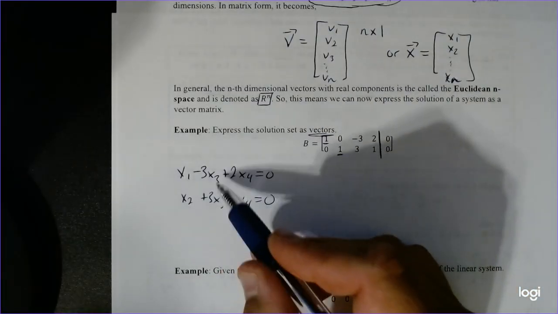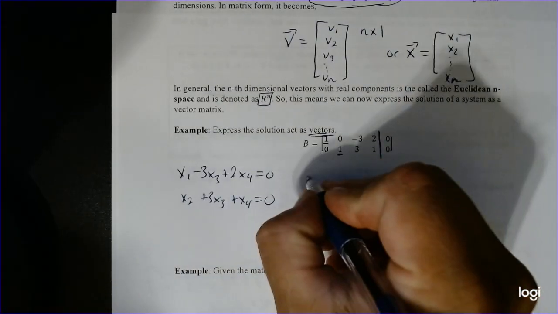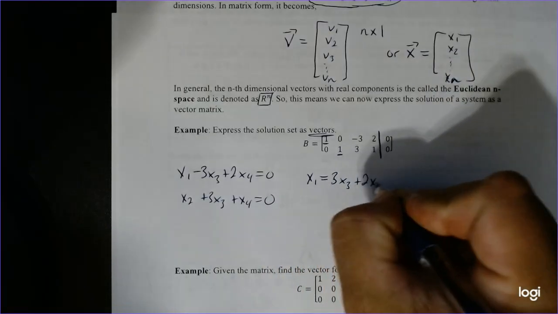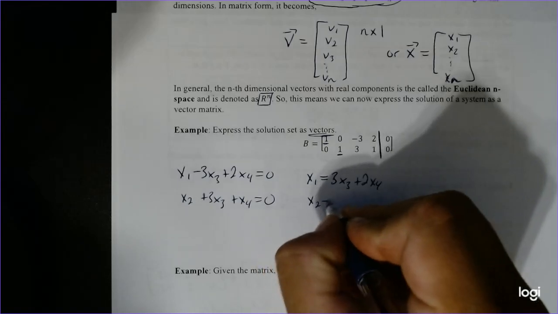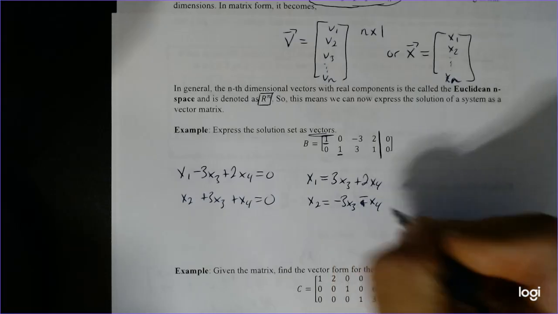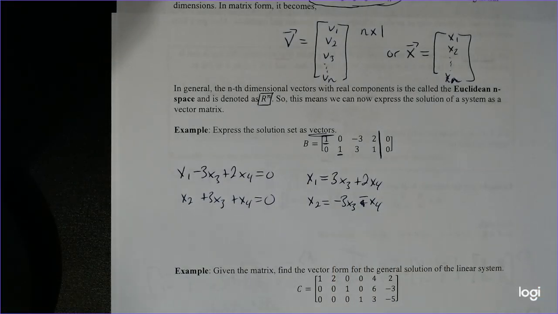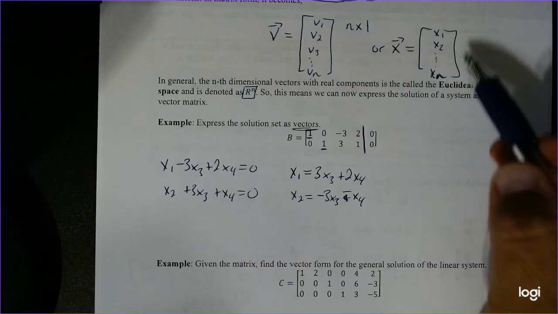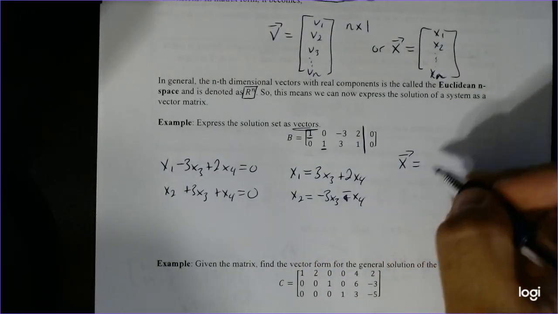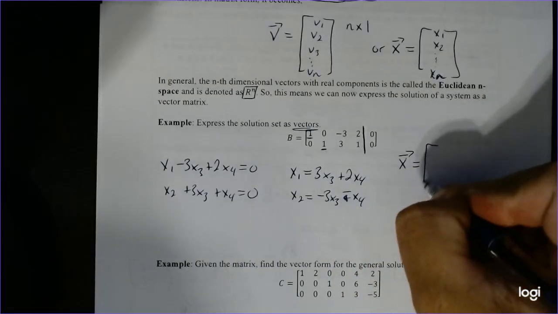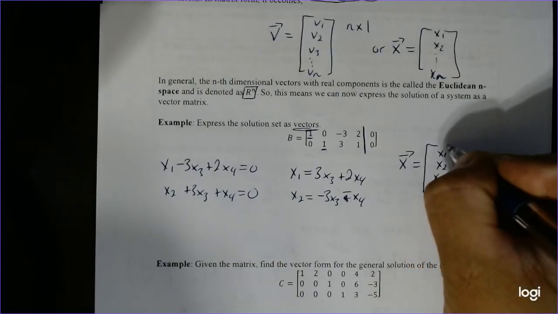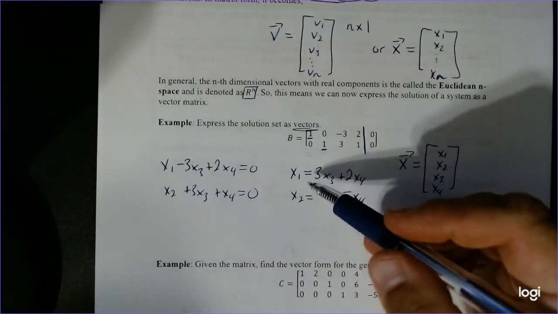Okay, so notice they both have x3's and x4's in common, so if we bring those to the other side and solve for x1 and x2, we now have that. Okay, so this is how we're going to express it in vector format. I'm going to do x vector, so I'm going to have 4 different components: x1, x2, x3, and x4. Now, we have 2 dependent variables and 2 independent variables.